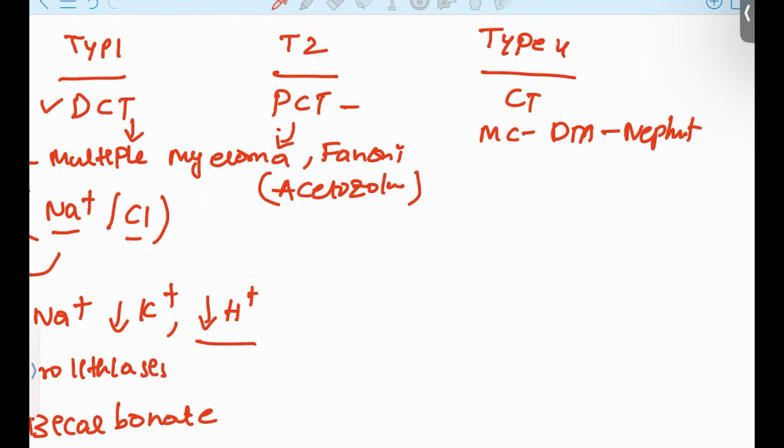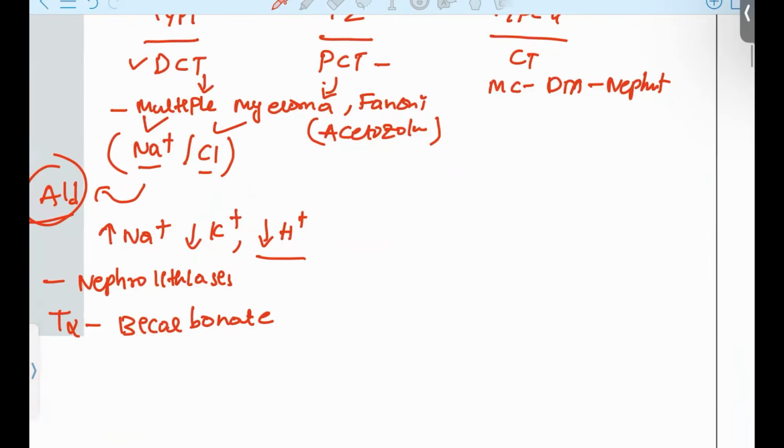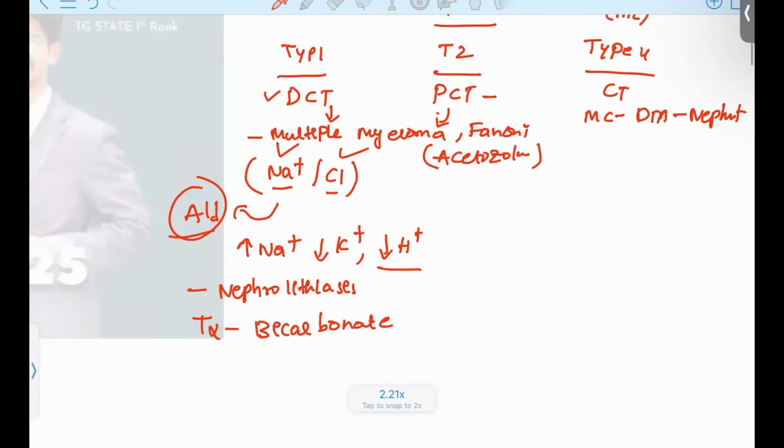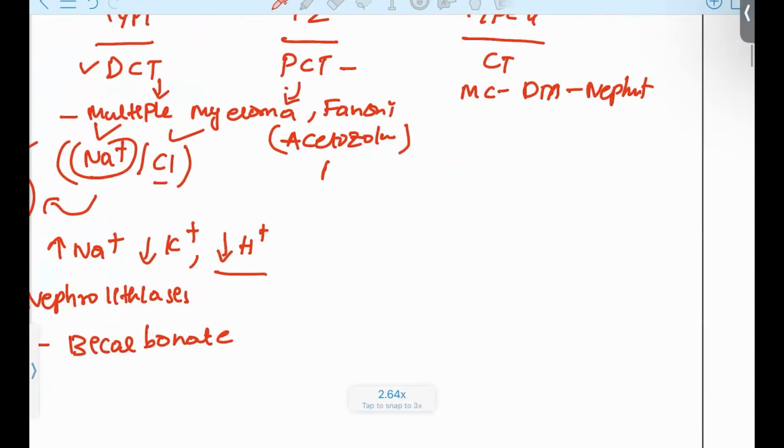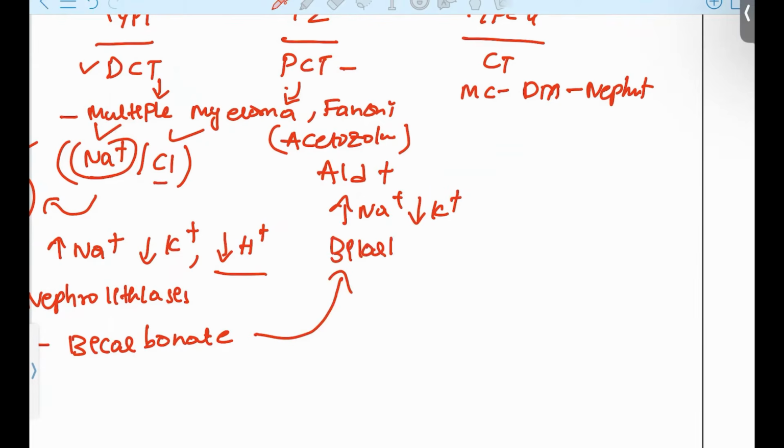Same again. Here also all the electrolytes will be dysfunctional. Sodium is decreasing in the body, and immediately it will activate the aldosterone. So aldosterone is activated, leading to increased sodium, but at the same time decreased potassium. And the same treatment will be given here also, bicarbonate infusion for this patient also. So this is your type 1 and type 2.